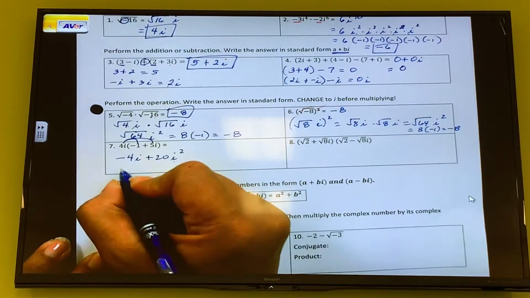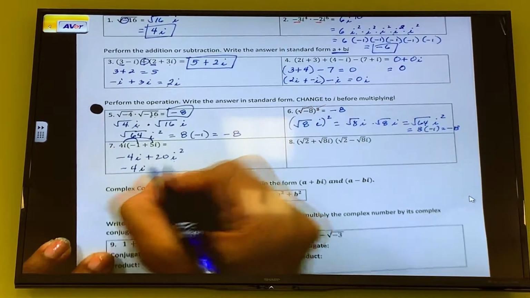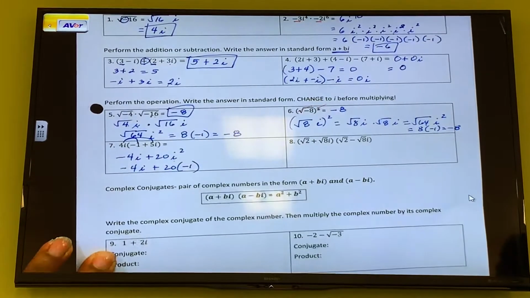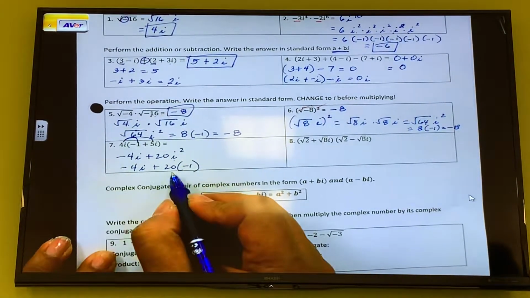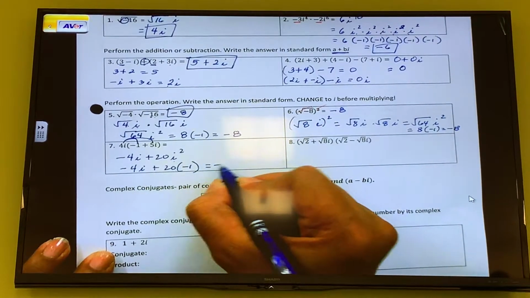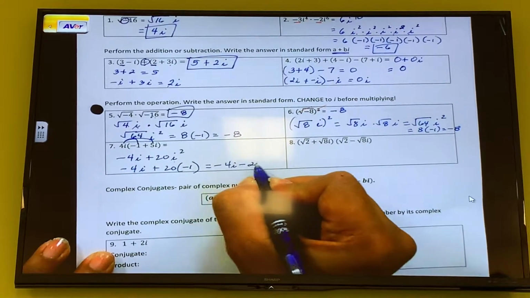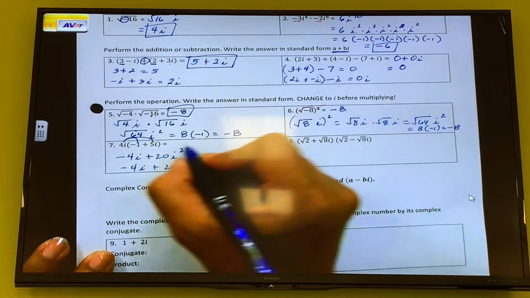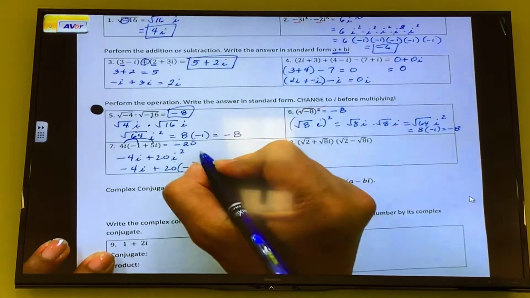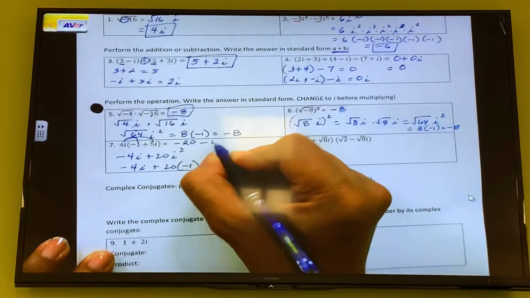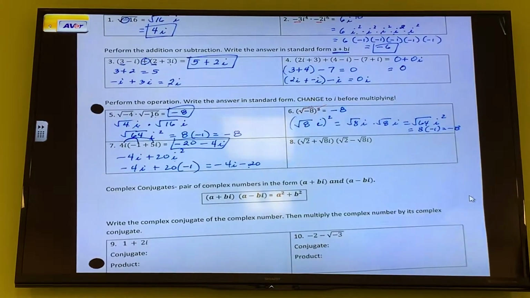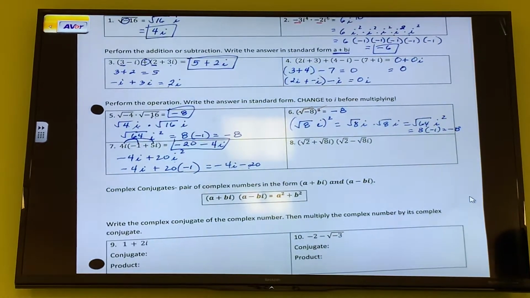So this will be negative 4i, okay, plus 20, and then change it to negative 1. So the 20 then will become negative 20. So when you write it down in standard form, you're going to have to write the negative 20 first. So the final answer is negative 20 minus 4i. Just switch it over because they want it to be always in standard form. The one with the i is always at the back.